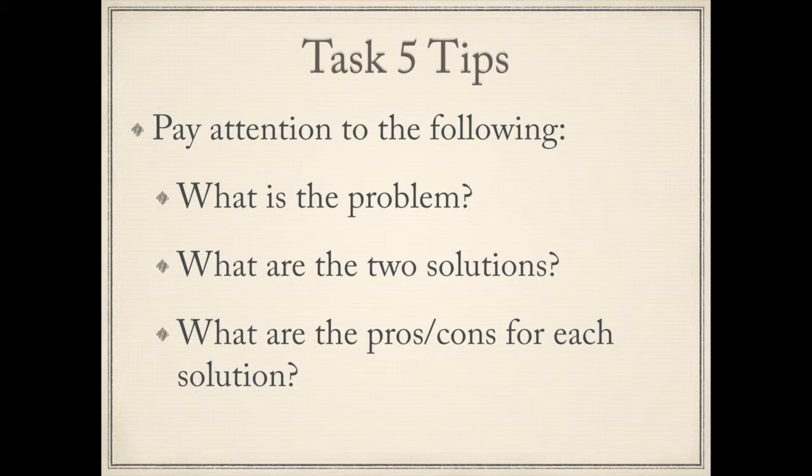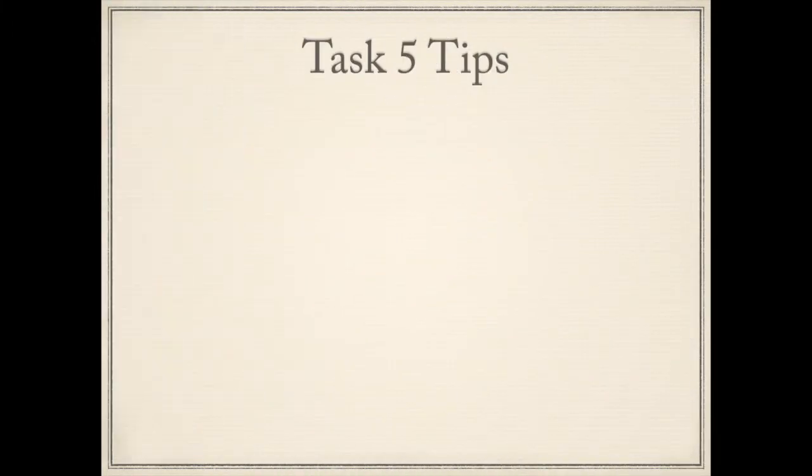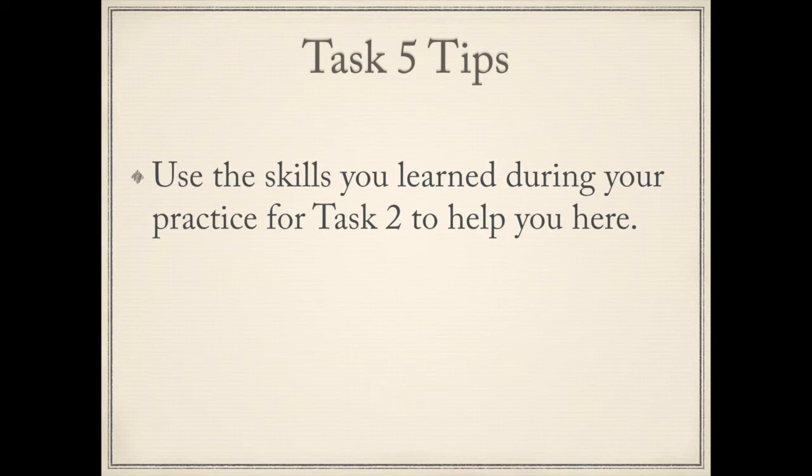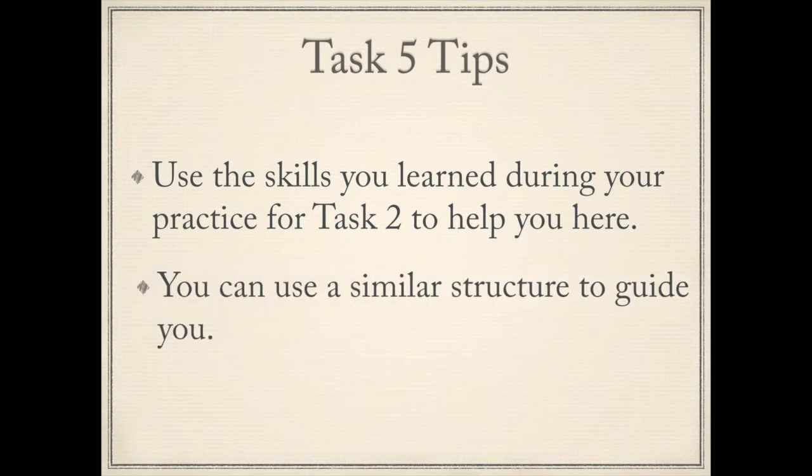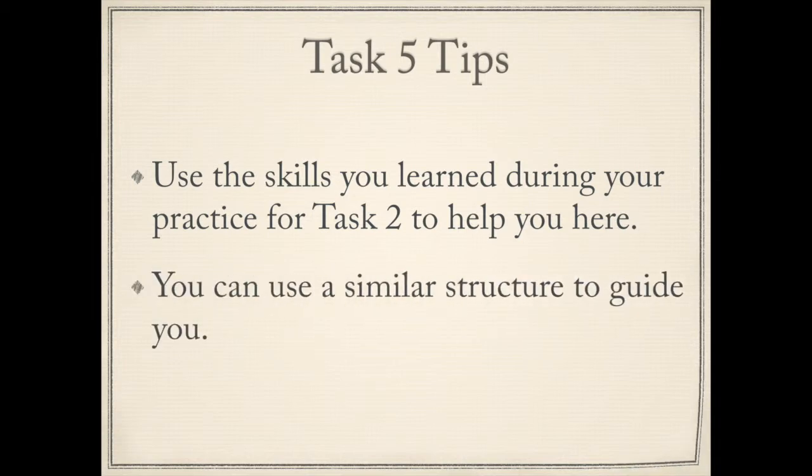So the structure is very similar actually to the second task, the limited choice. So use the skills that you learned during your practice for task 2, the limited choice. Use the same framework, use the same structure, use the same skills in coming up with reasoning, and apply them here to task 5. So when you get to task 5, think, okay, so I'm using my skills of limited choice. And you can use a similar structure here, and I will provide one for you now.